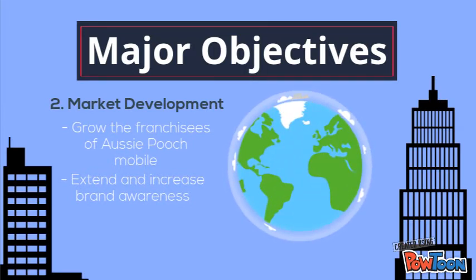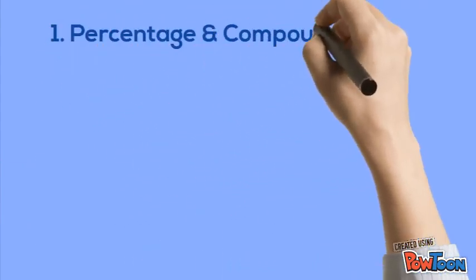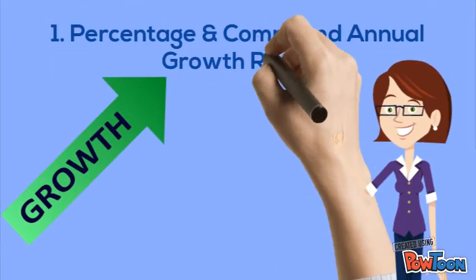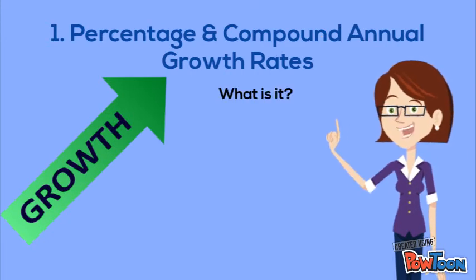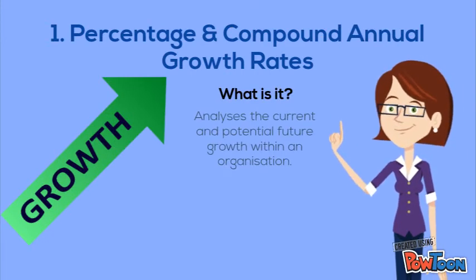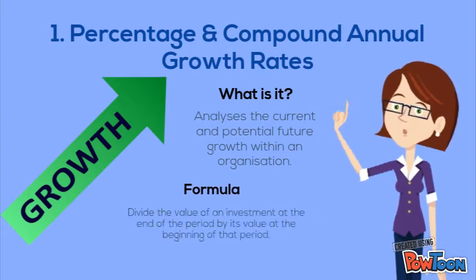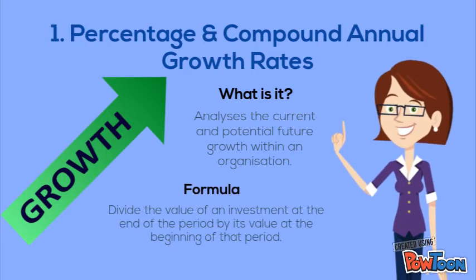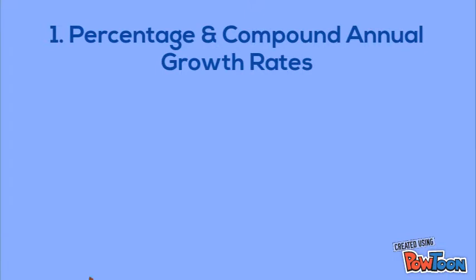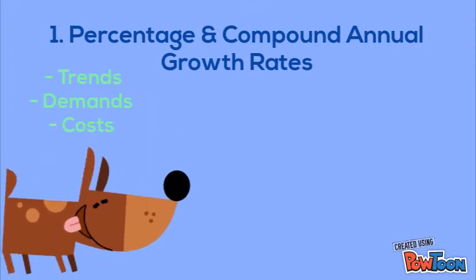So, let's take a look at some metrics that would be useful to measure the achievement of such objectives. One useful metric would be percentage and compound annual growth rates. The marketing metric of percentage and compound annual growth rates analyses the current and potential future growth within an organisation by comparing numerical figures from either long periods of time or from one year to the next.